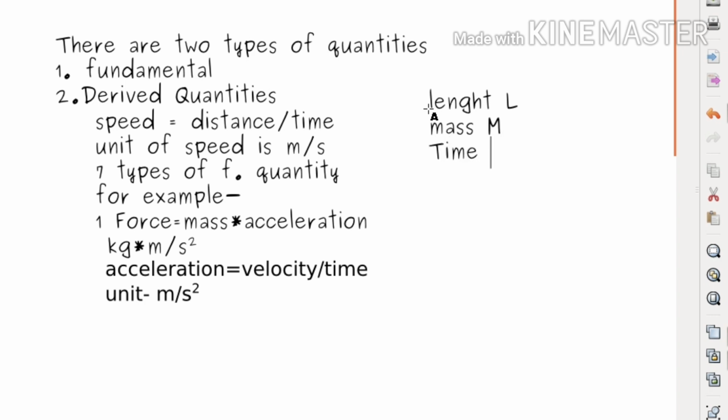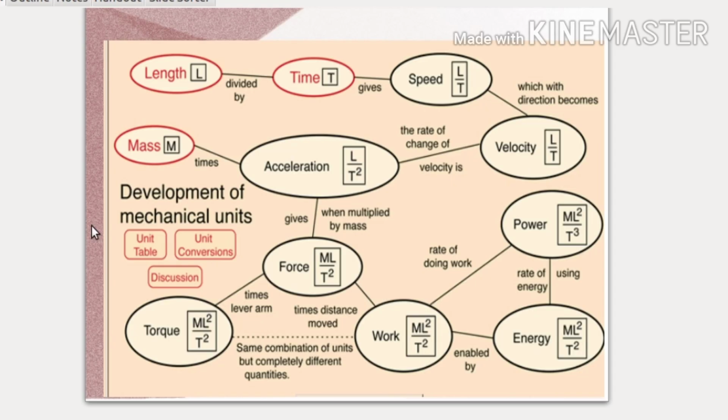This is the representation for dimensional formula. So let us see. Length is denoted by L, and when you divide length by time it becomes L by T. This is the dimensional formula of speed, and the same for velocity. If you studied it in class 9th, hopefully you have done it.